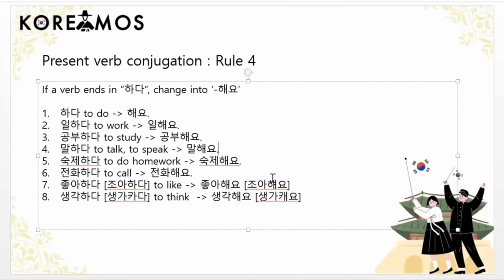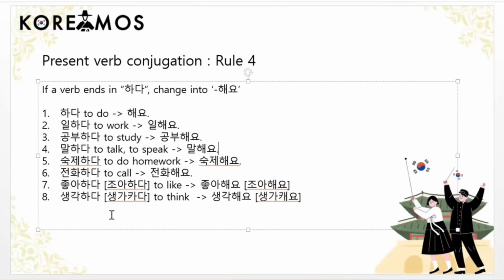전화 is call. 전화하다 is the verb to call. 전화해요. So as you can see, the noun part doesn't change. We just change the 하다 into 해요. 하다, 해요.